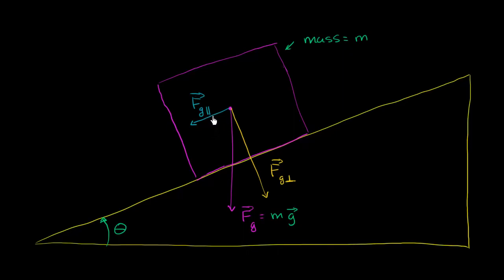So let's see if we can use a little bit of geometry and trigonometry. Given that this wedge is at a theta degree incline relative to the horizontal. If you were to measure this angle right over here, you would get theta. So in future videos, we'll make it more concrete, like 30 degrees or 45 degrees or whatever. But let's just keep it general. If this is theta, let's figure out what these components of the gravitational force are going to be.